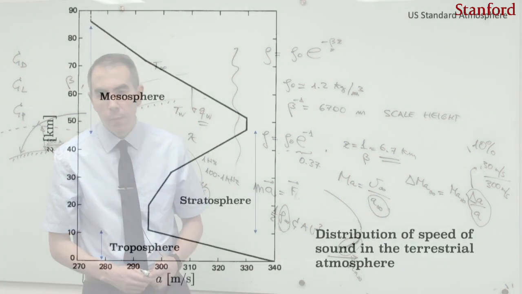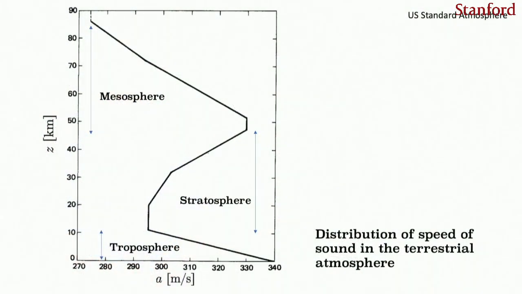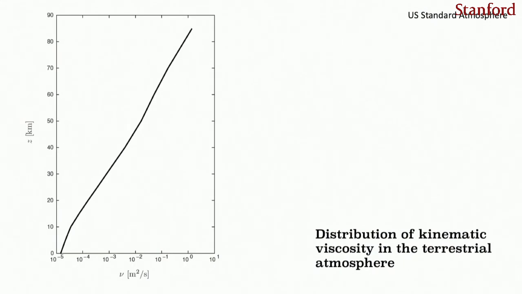Well, more frightening than the variations in the speed of sound are the variations in the kinematic viscosity. Here in the screen you have a plot with the altitude in the vertical axis and the kinematic viscosity in the horizontal axis. And again, this is the layer of the atmosphere that we care about, just from 0 to almost 90 kilometers. There you can see that the kinematic viscosity is changing by a factor of 10 to the 5.